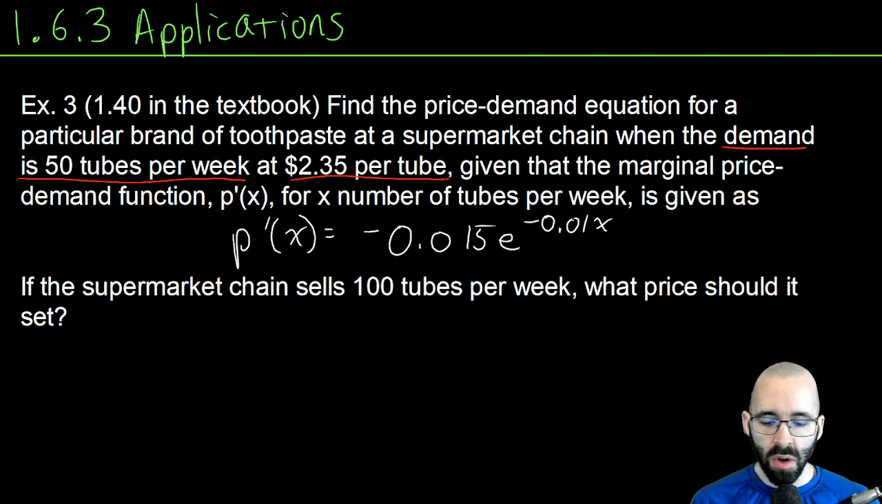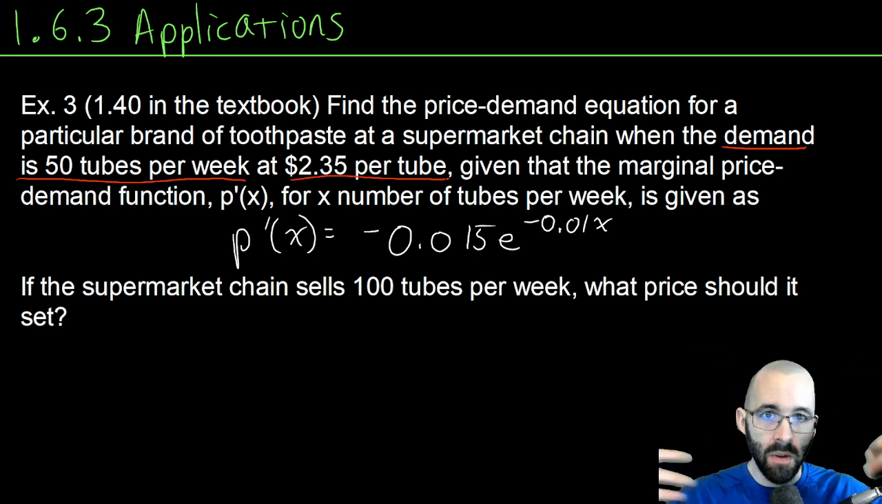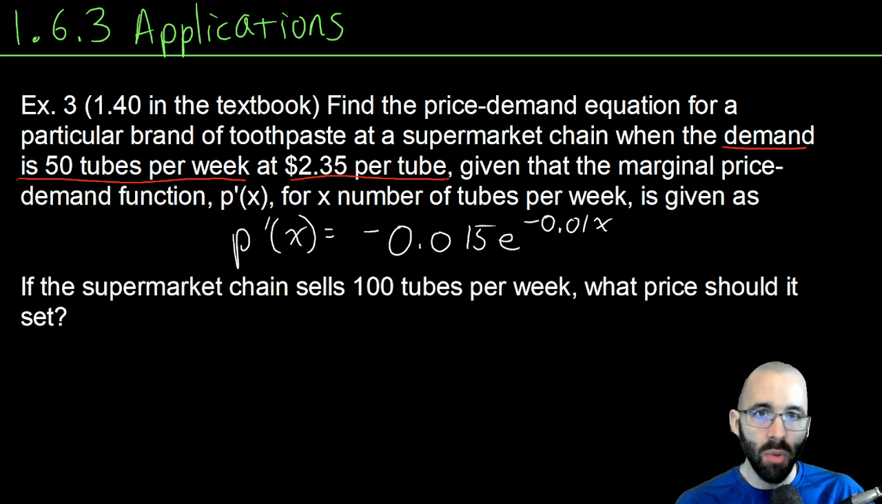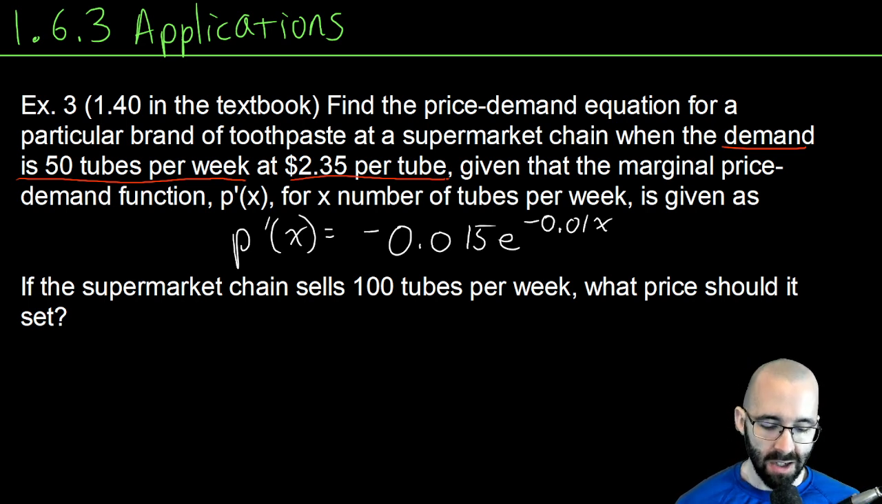Before we even continue reading, just a quick explanation. A price-demand equation is just an equation that relates price and demand. The higher you charge, the lower the demand is going to be. The fewer people are going to buy it, right? But if I lower the price, then more people will buy it. That's what we're talking about here. And specifically, we're looking for this equation if we know that a price of $2.35 is correlated with a demand of 50 tubes in a week of toothpaste at the supermarket chain.